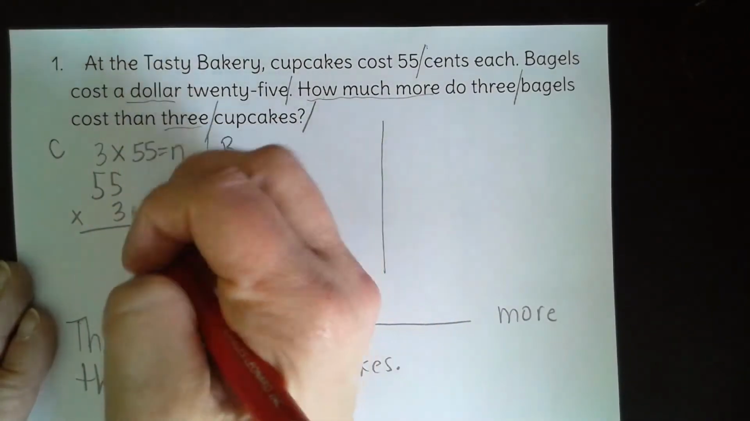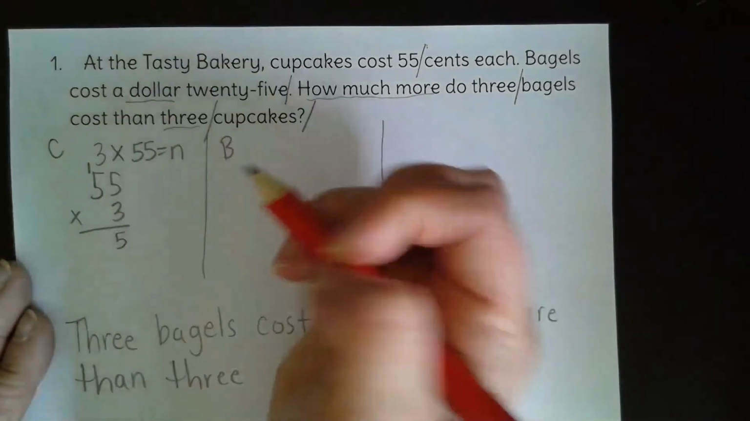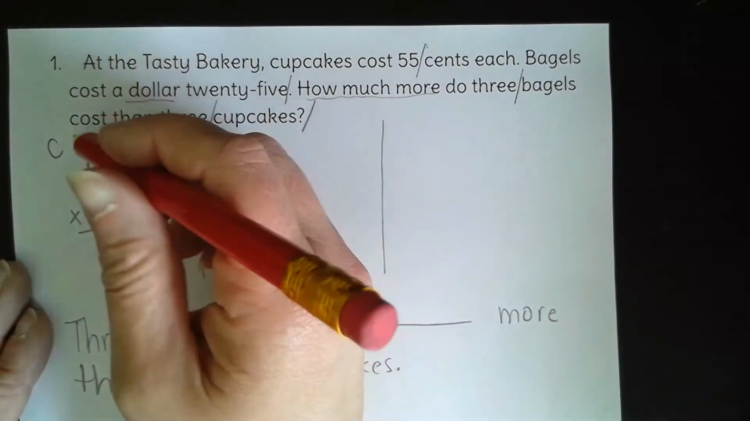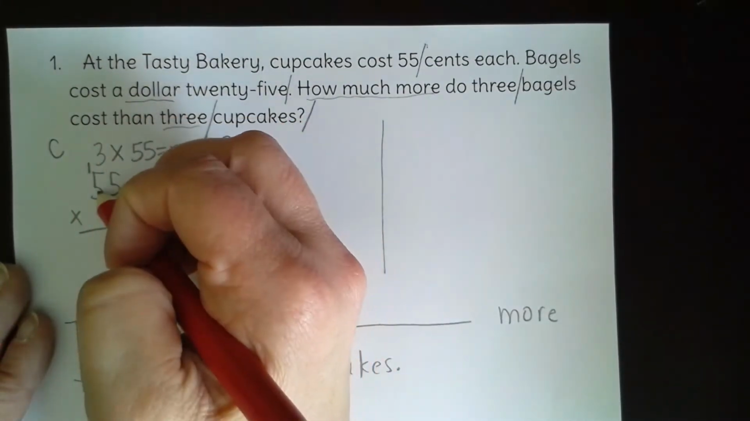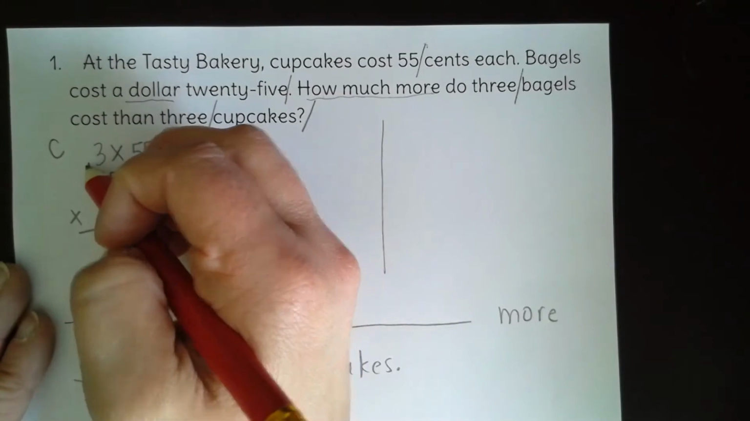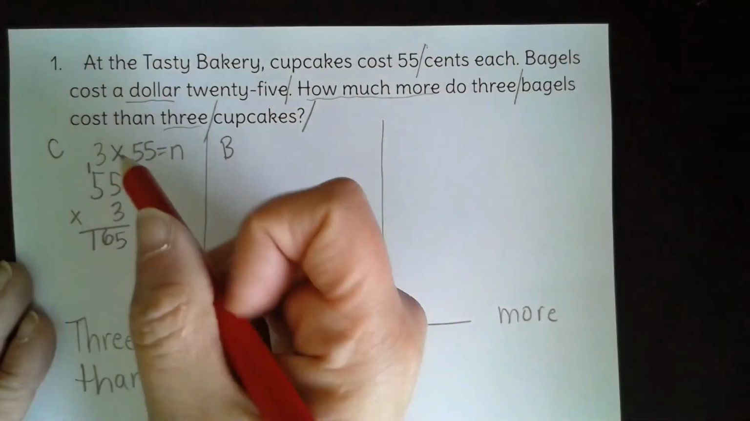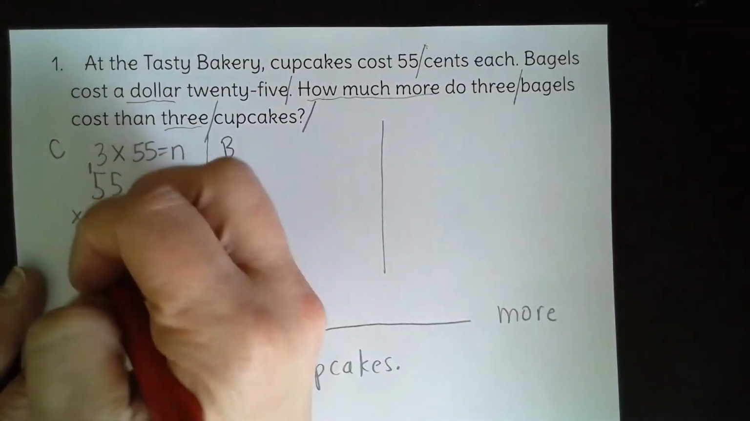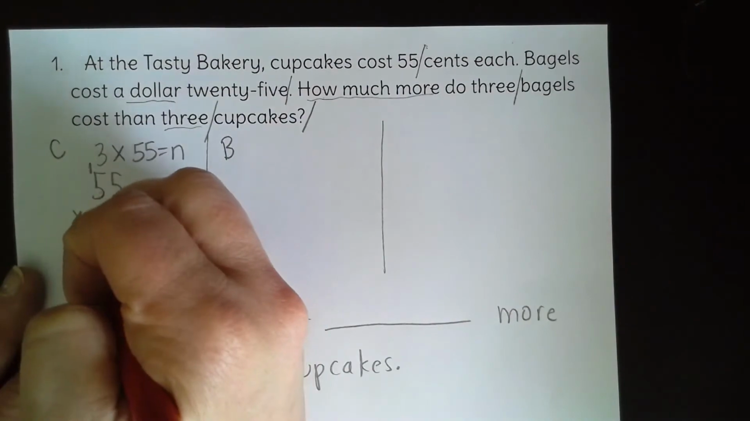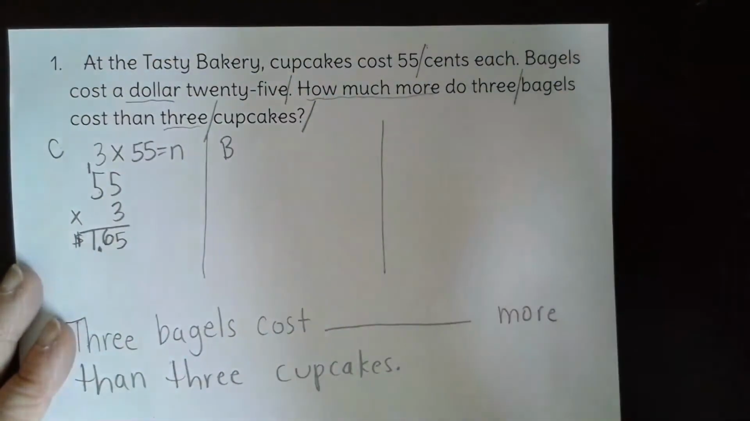3 times 5 is 15. So I put down the 5 and I carry the 1. I'm carrying the 1 that's really a 10. Then I do 3 times 5 is 15. 15 plus 1 is 16. So I get 165. And because this is actually money, I know that 165 is actually $1.65. So again, this is the cost of the cupcakes.